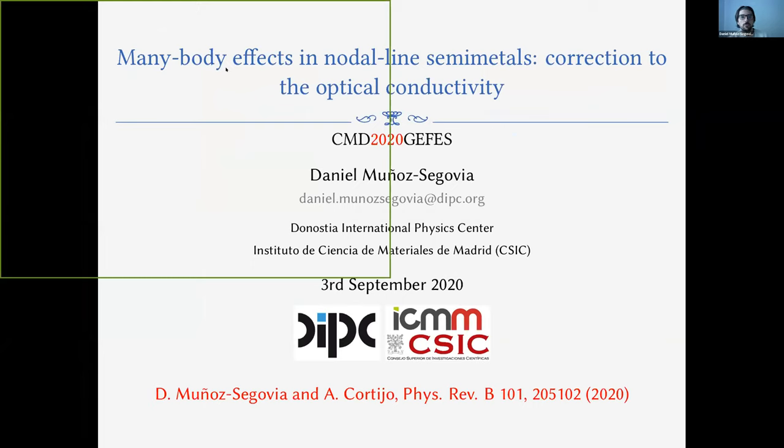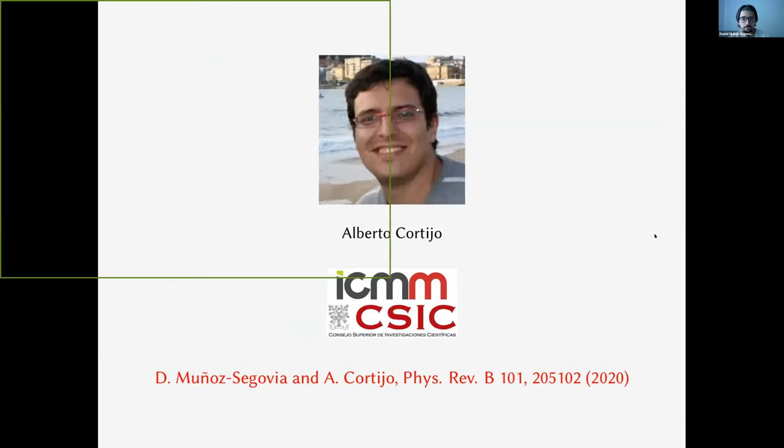Today I will present our work in which we have studied some many-body effects in nodal lines in metals. In particular, we have computed the interaction correction due to the long-range electron-electron interactions to the optical conductivity. All the details can be found in this paper. This work was done with Alberto Cortijo, and I really want to thank him for all his guidance and support during the project.